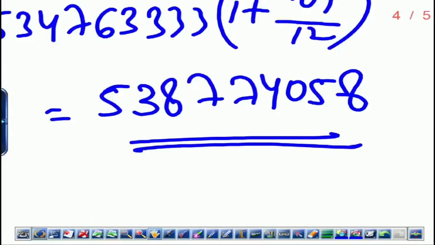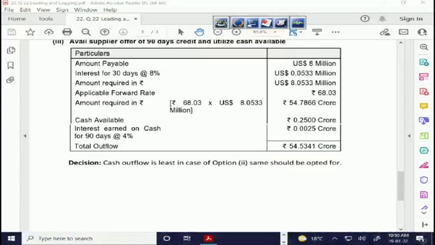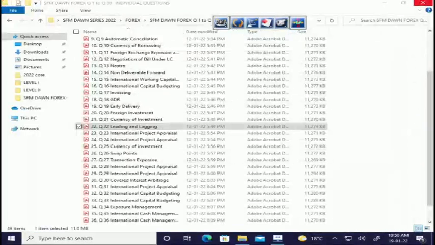Okay. Now, if we come back to our question set, this we have done leading and lagging. There's one more sum on swap points.